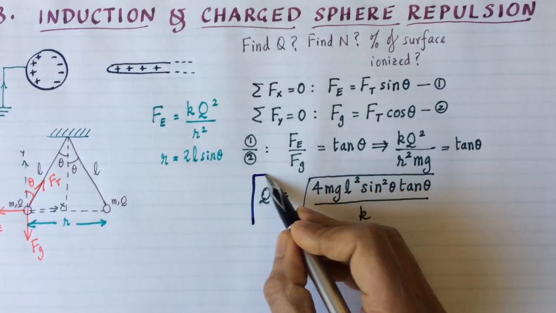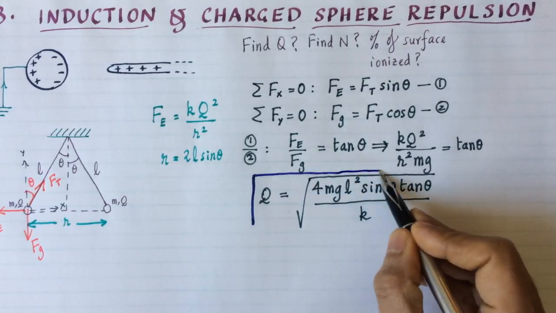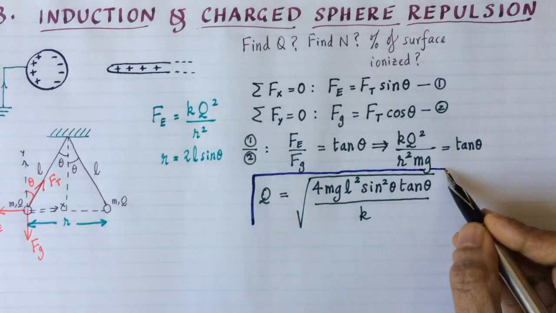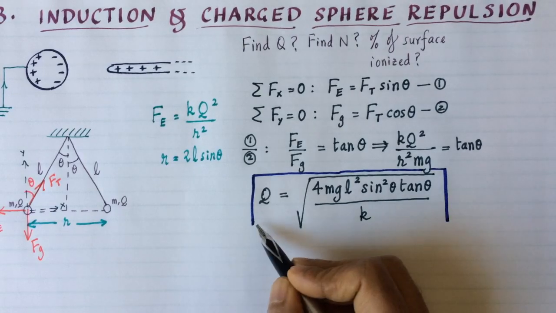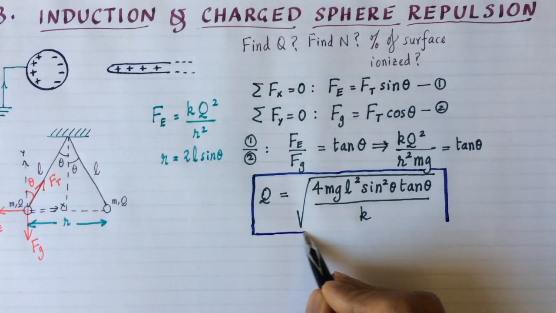By the way, there's no other way of finding the charge on an object than such indirect means. You don't have a meter that can measure charge.